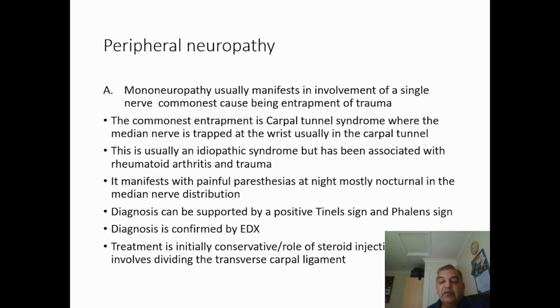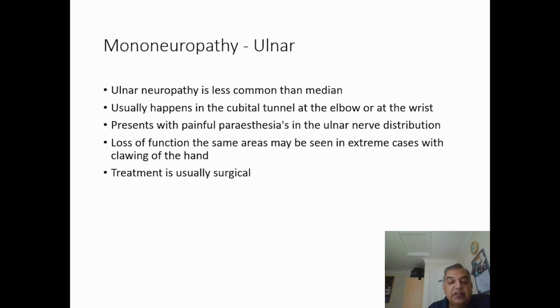Treatment is usually conservative. You can try steroid injections, you can try a wrist splint, particularly at night, but ultimately if it's painful and persistent and it's worsening, especially the electrodiagnostic parameters, then you might need to operate in such patients and snip the transverse ligament to free up the nerve.